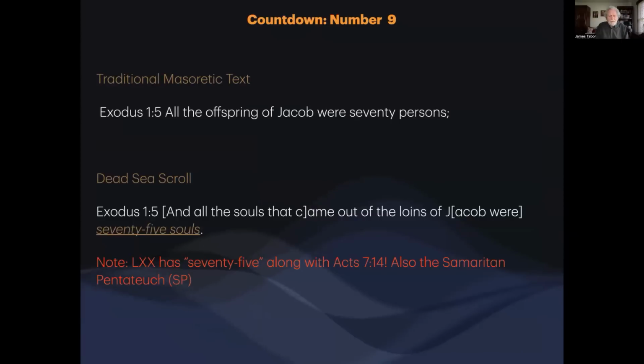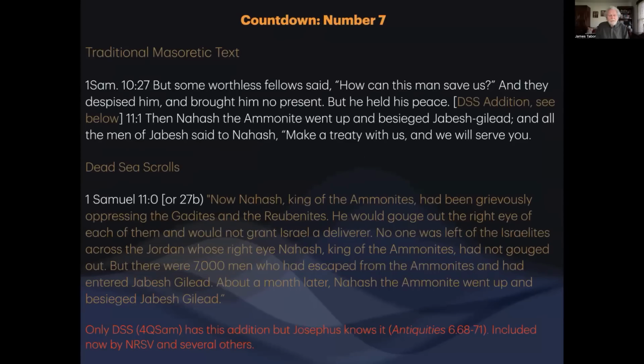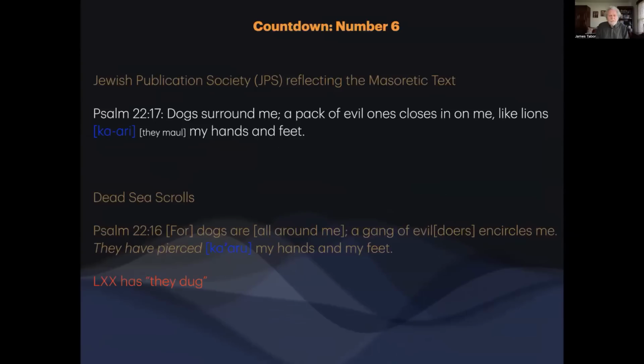Okay, and then number 9, this has to do with numbers: 70 persons, 75 persons, how many people went down to Egypt, differences, how tall was Goliath. Number 7, this is actually a chunk of material that's missing from our standard Hebrew Bible. And I think it was original. It somehow just got dropped out. And if you put it back in, this story in First Samuel makes a lot more sense.